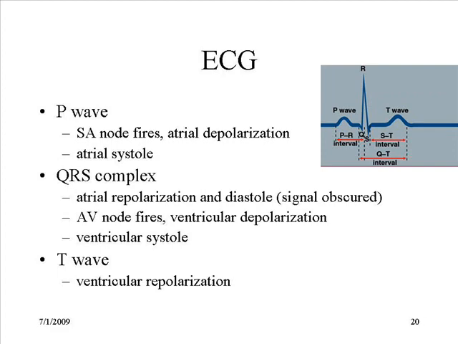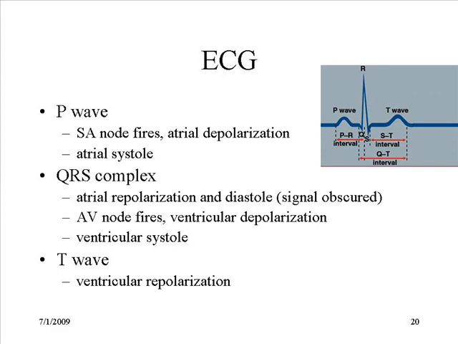The P wave, which is a small upward flexion, is formed when the SA node fires, causing the atrial depolarization. Sodium ions are rushing in, and this is reflected as a small upward flexion on the EKG. We also refer to this as atrial systole.